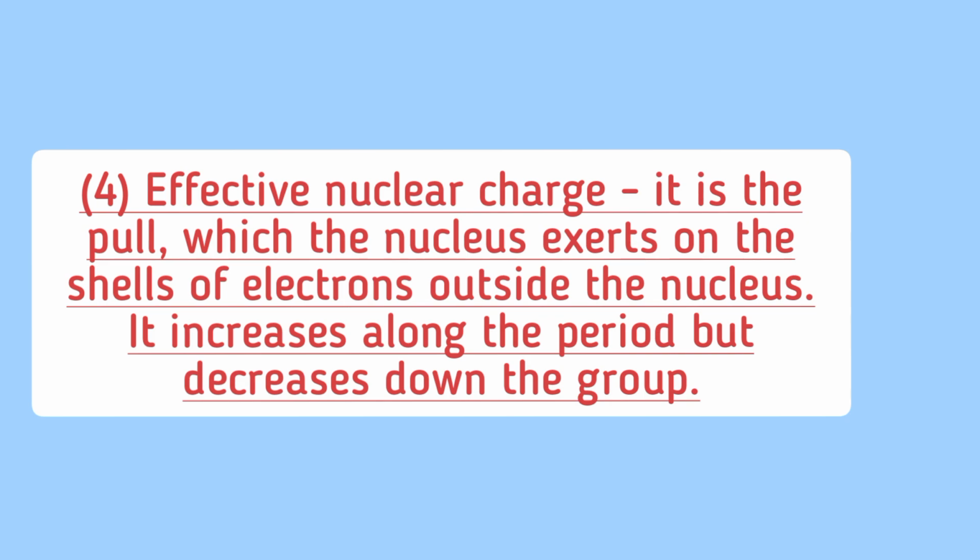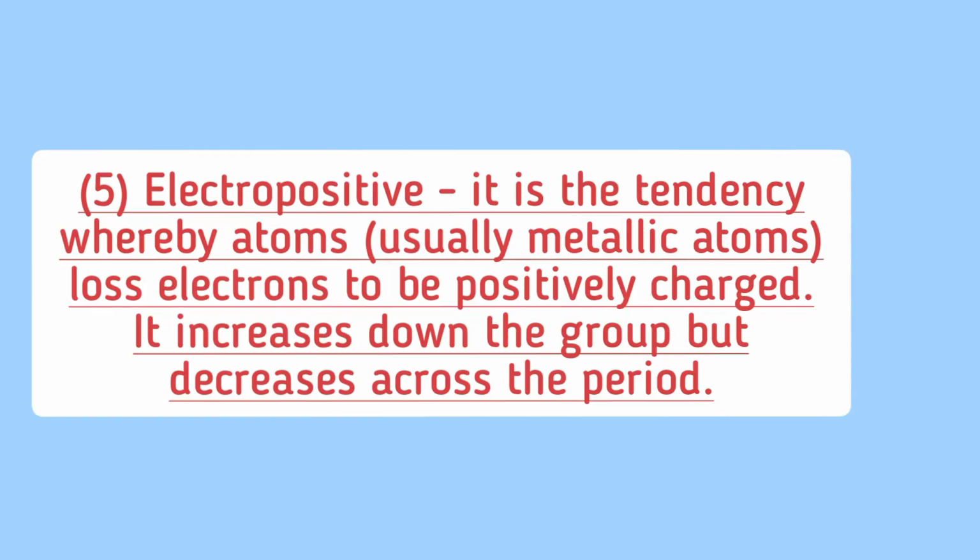So number 4 is what? Effective nuclear charge. They said it is the pull which the nucleus exerts on the shells of electrons outside the nucleus. It increases along the period but decreases down the group. This is for effective nuclear charge.